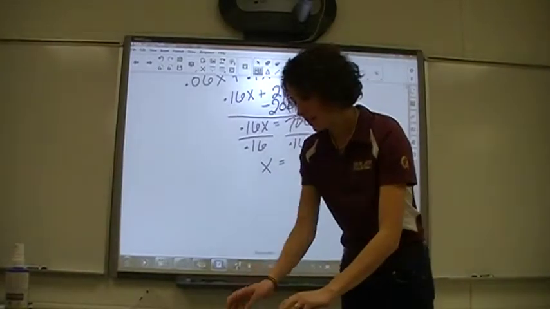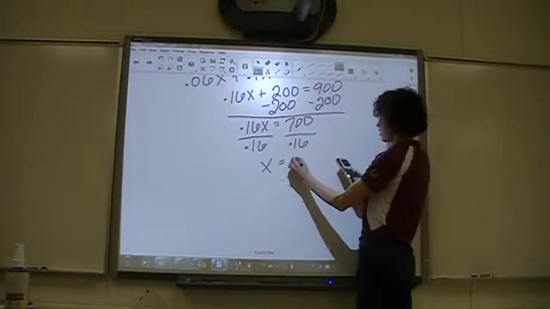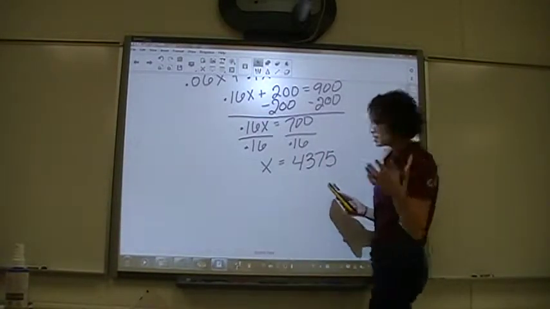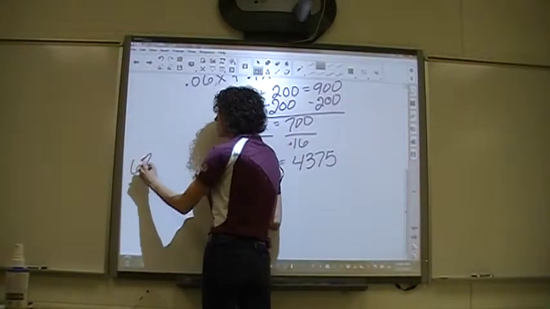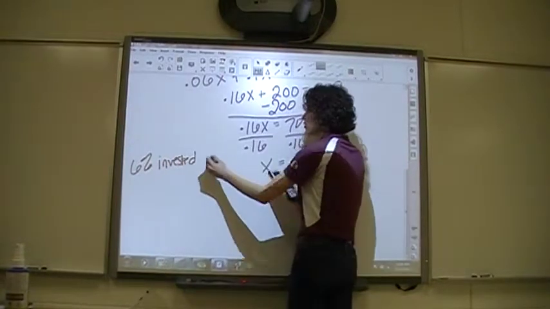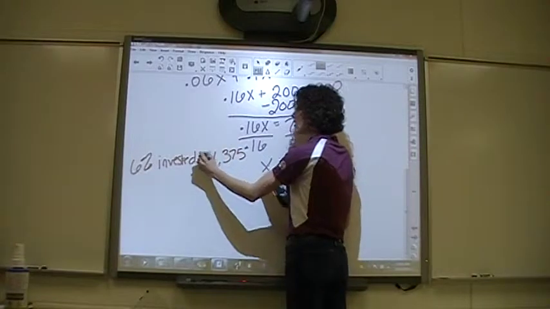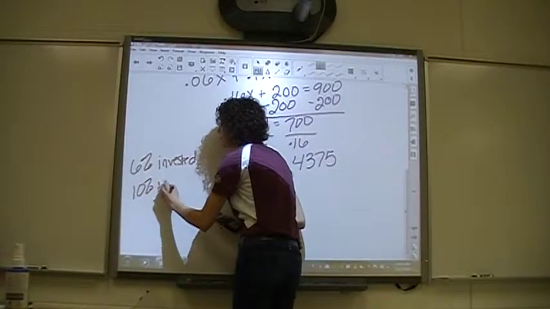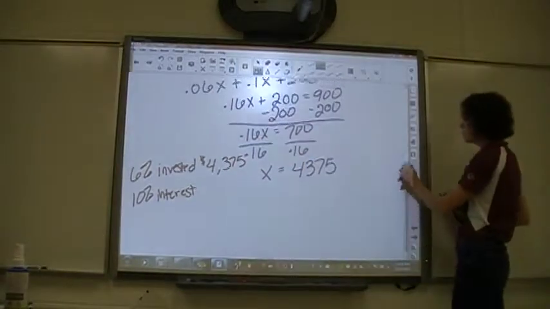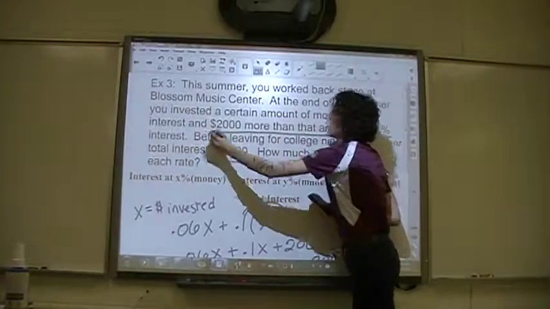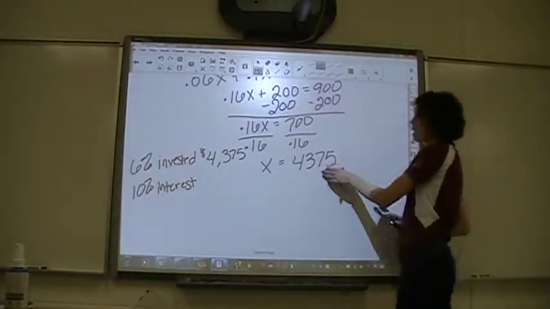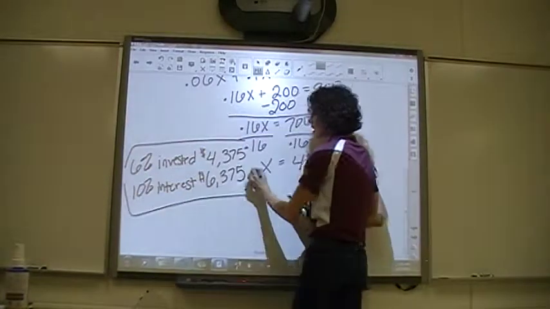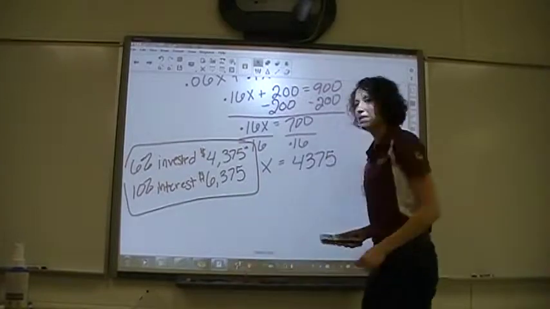So x equals 700 divided by 0.16, which is $4,375. I want you to give me two different answers. At 6%, you invested $4,375. But then I also want to know how much you invested at 10%. If you look back at your problem, it said that you invested $2,000 more than that amount at 10%. So you need to add $2,000 to that. So you really invested $6,375 at 10%. Those are your two answers for this problem.